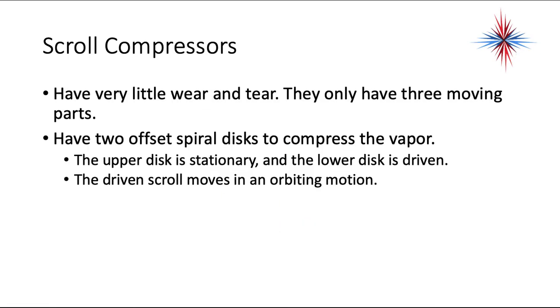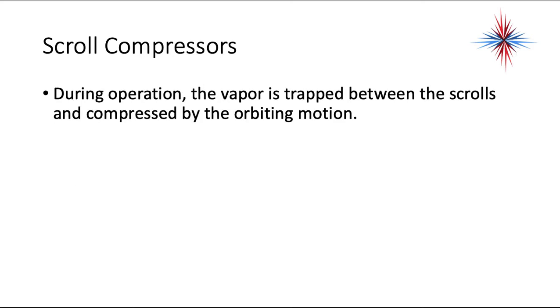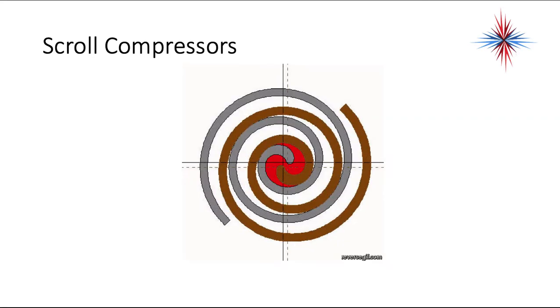The scroll compressor has very little wear and tear. They only have 3 moving parts. It has 2 offset spiral discs that compress the vapor. The upper disc is stationary and the lower disc is driven by the motor. The driven scroll moves in an orbiting motion within the stationary disc. During operation, the vapor is trapped between the scrolls and compressed by the orbiting motion.